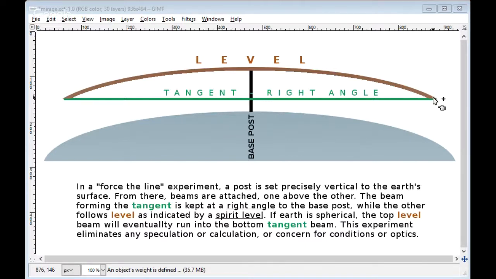The problem is getting a long enough length, but it can be done at least enough to show that that level line is bending toward the tangent line. That is to say, the distance between them is shrinking as you go along. Throw away the calculators, just measure it. Okay, that will prove Earth shape, because you can't even just go by the surface of the Earth.